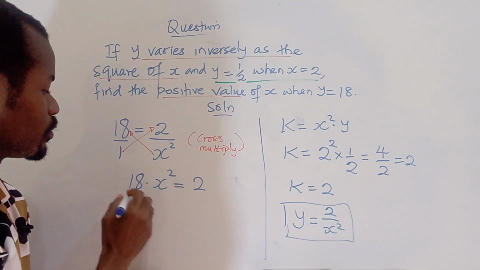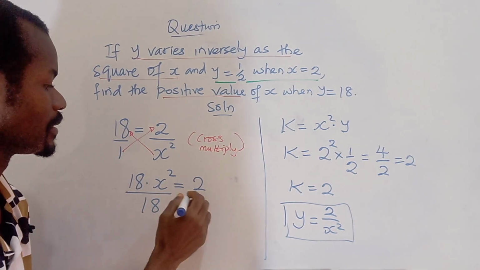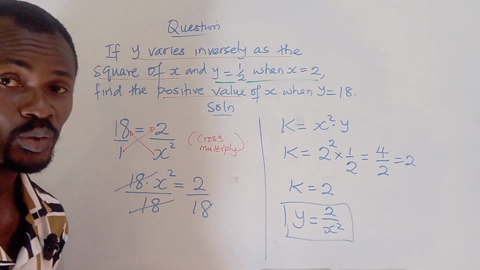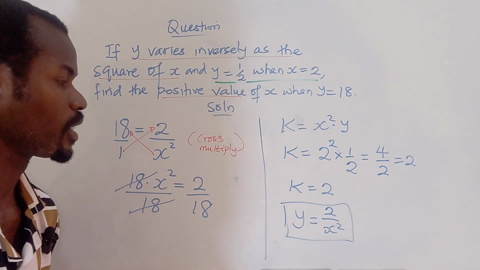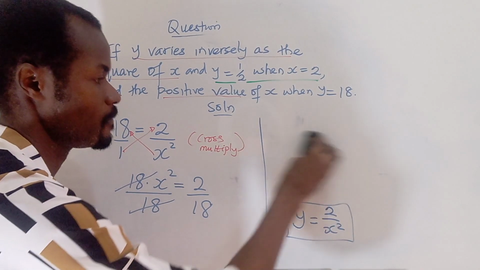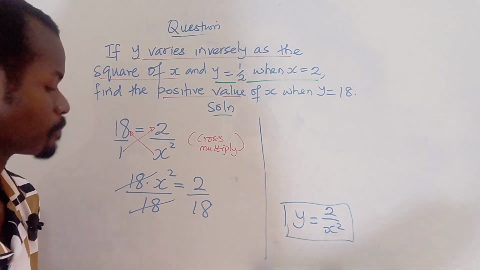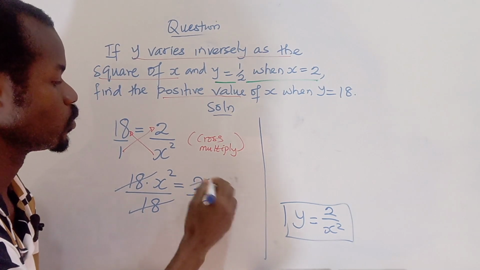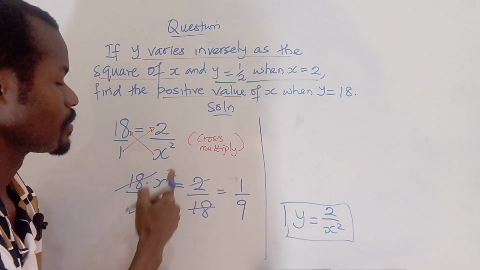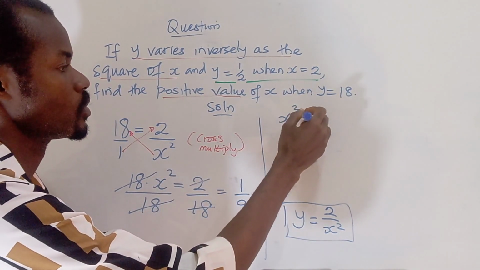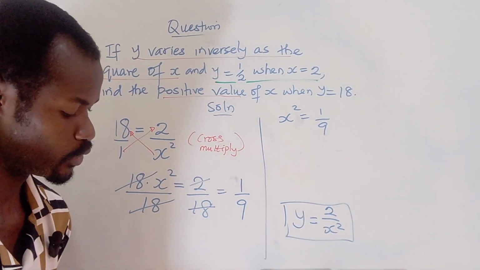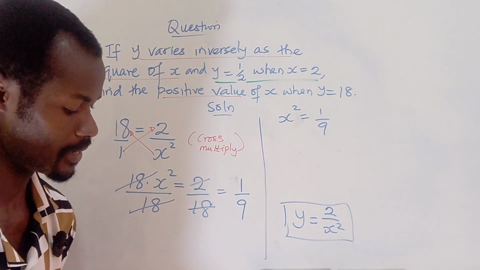Now our x is going to be, we are going to divide both sides by 18. So these will cancel out, so we are left with x squared on the left hand side. Now, for the fact that we are left with x squared, we can also cancel out this. 2 into this is 1. 2 into this is 9. So my x squared is equals to 1 over 9. Now from that, what can we do to be able to find the value of x?